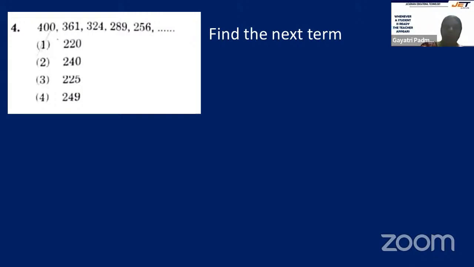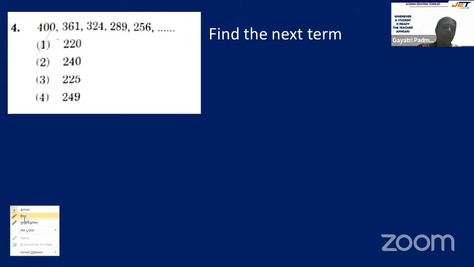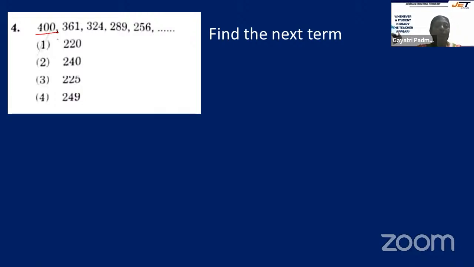Yes. So, I can give you one clue, right? The moment you see 400, immediately you should think it is 20 square, isn't it? So, what is 20 square? 400. So, why don't you try what is the next term? It cannot be 21 because if you have 21 square, the next number must be greater than 400.